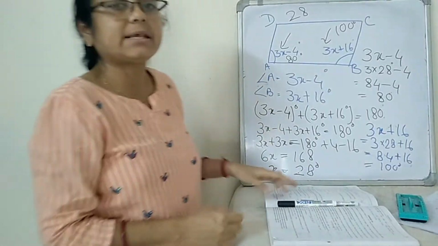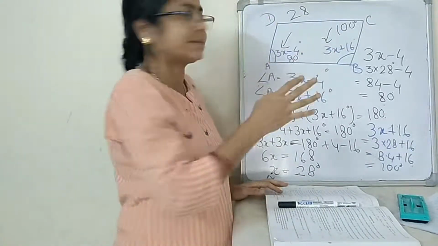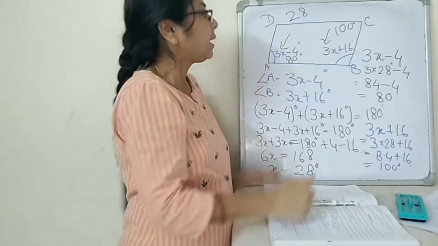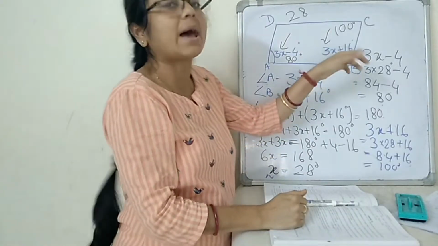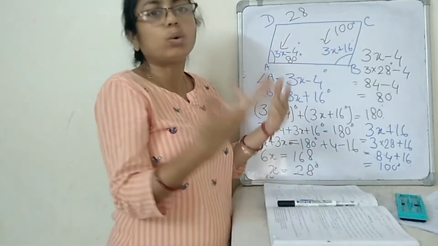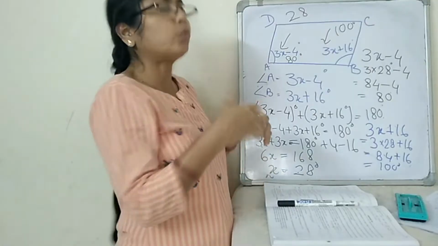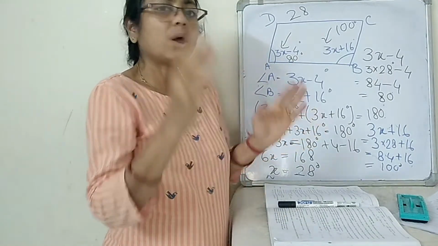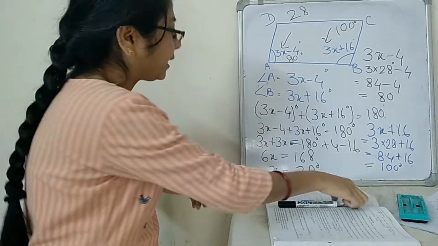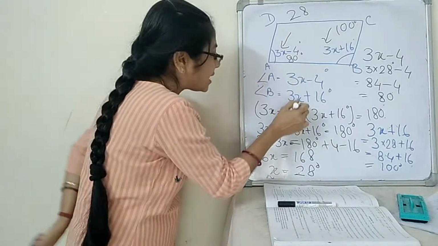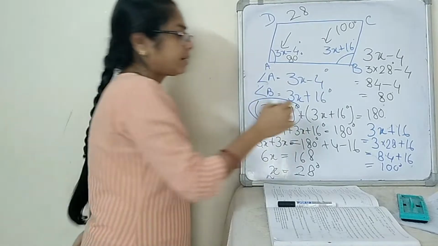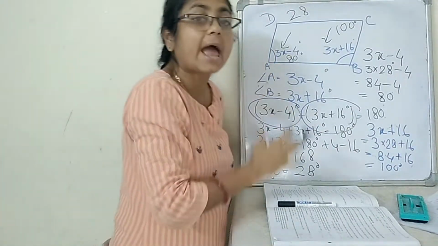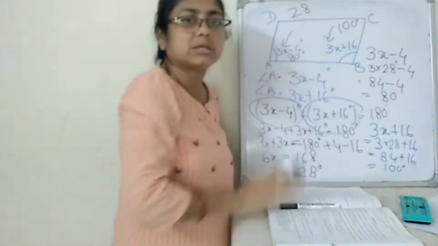This angle is not only x. This is 3x minus 4. And this is 3x plus 16. But the rule is the same. If you put 3x, 4x, 5x, 10x, the rule is the same. What is the rule? Put the first adjacent angle plus the second adjacent angle, and the addition is 180 degrees.